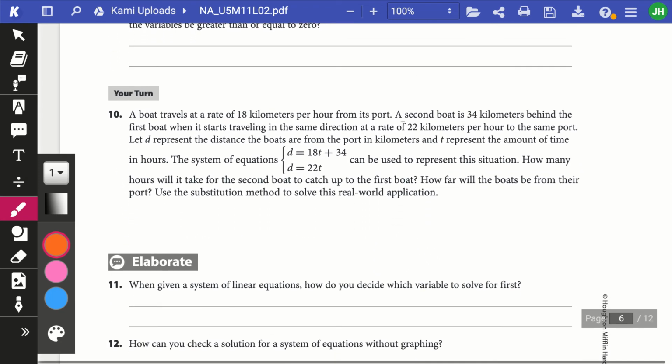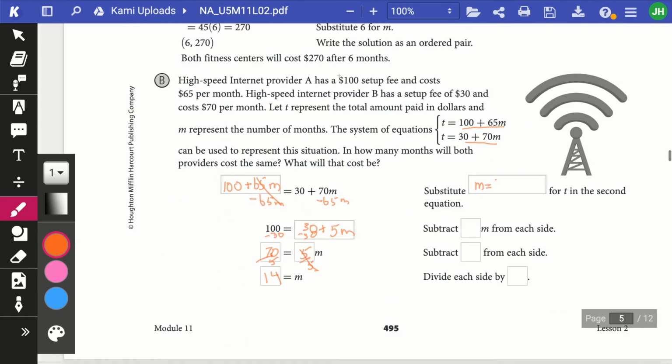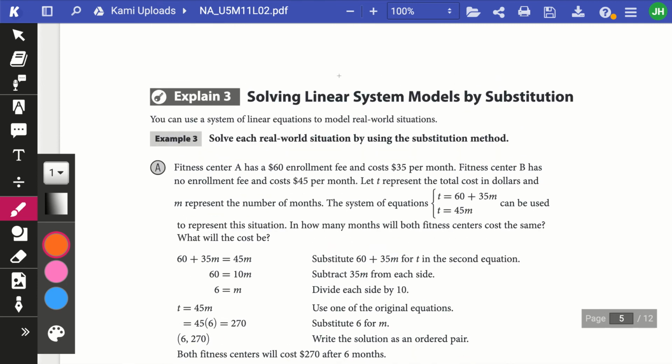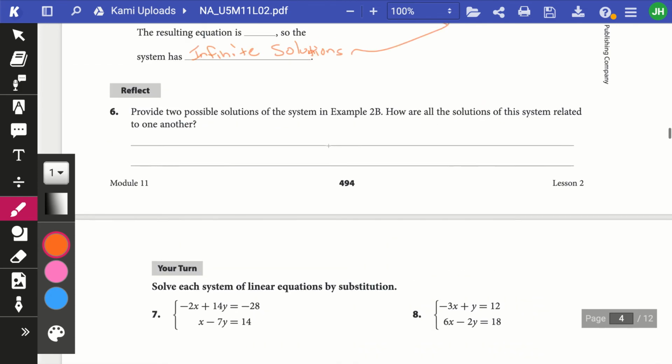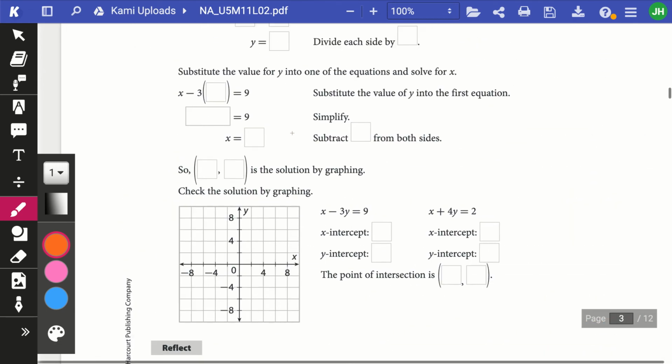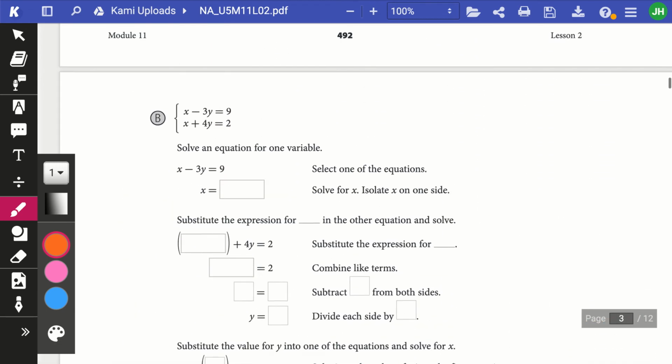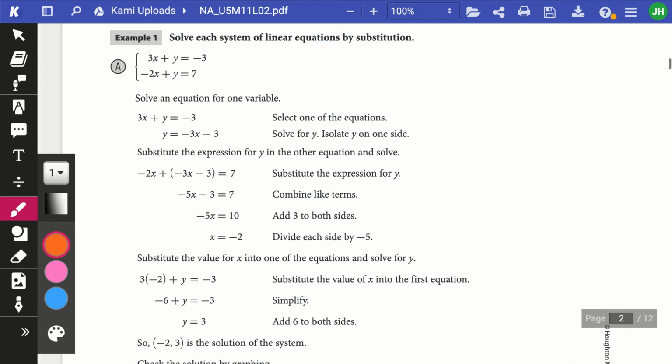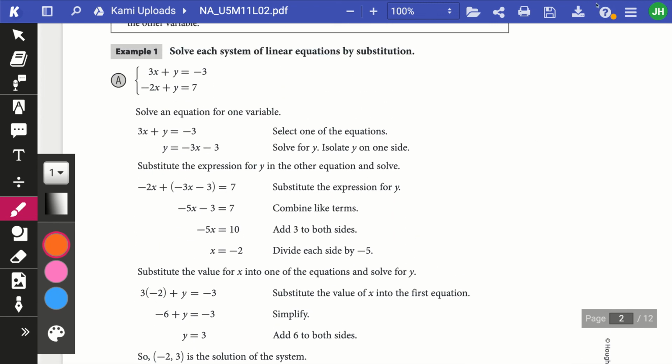If you need help, come back on here, go through some of the explains. I didn't do this explain. If you don't understand the word problems, go through explain 3. If you don't understand the special systems, go through explain 2. If you don't understand substitution, walk through step by step on explain 1. Okay? Thank you. I hope you do well.